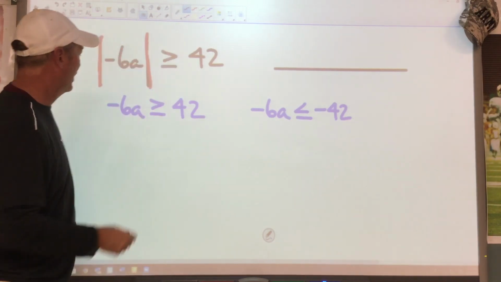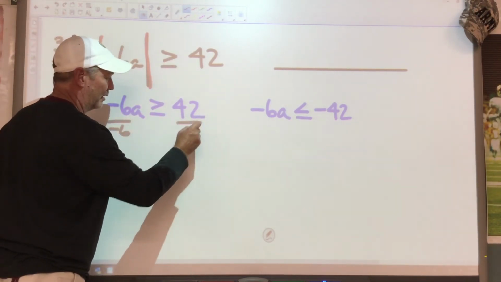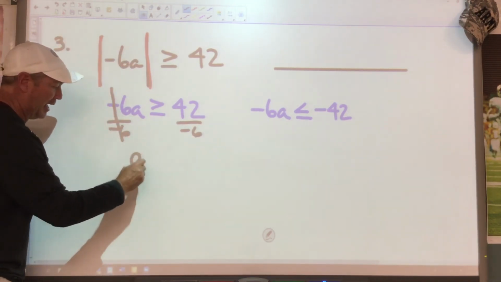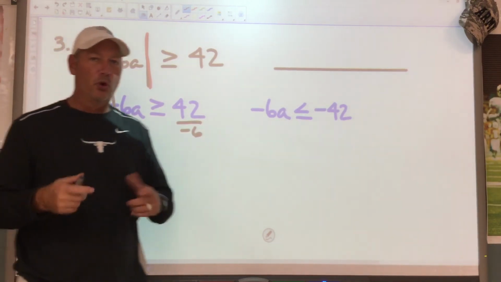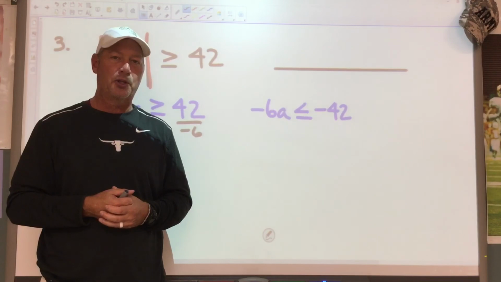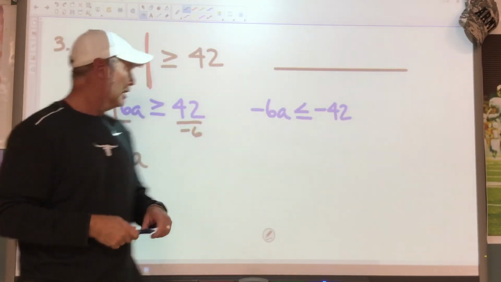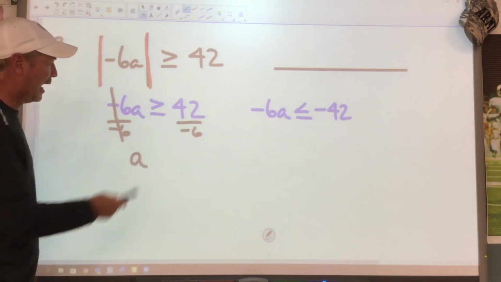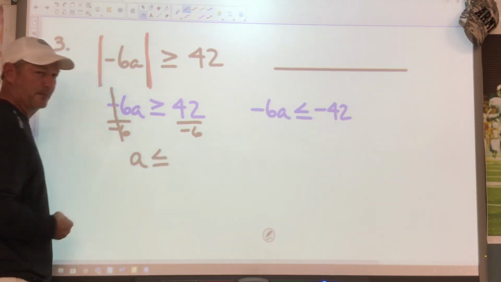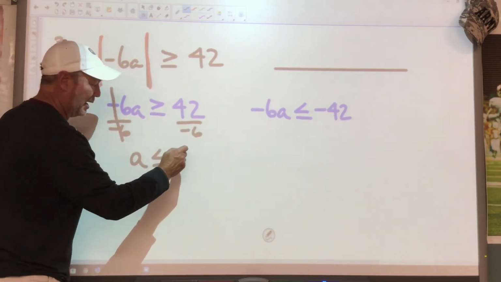All right, so let's do some math. We're going to divide by negative 6. This is going to cancel, and that leaves me with an A. But do you remember the rule we just talked about? If you multiply or divide both sides by a negative, what do you need to do? You have to flip your inequality symbol the other way. Since we're dividing by a negative, I need to flip this symbol and point it the other direction. 42 divided by negative 6 is going to be a negative 7.